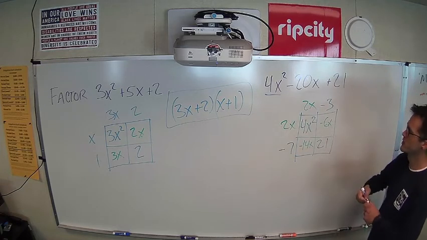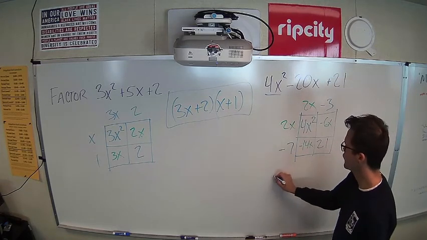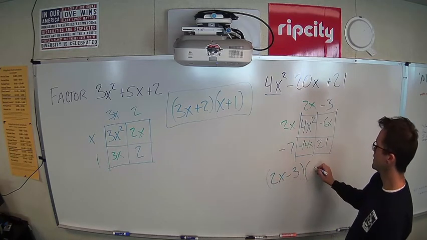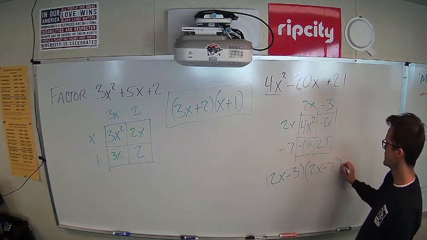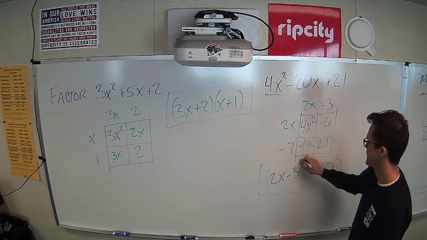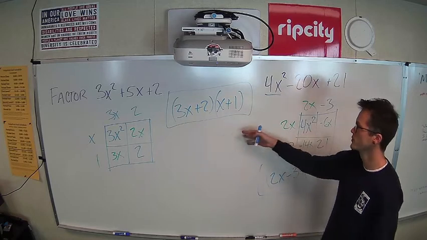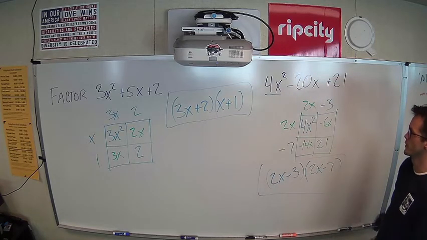So to factor this quadratic, to unfoil it, we'd say it's 2x minus 3 times 2x minus 7. And again, if you're not convinced, you could FOIL it, just like we did a minute ago with this one, and you'd end up right where we started.